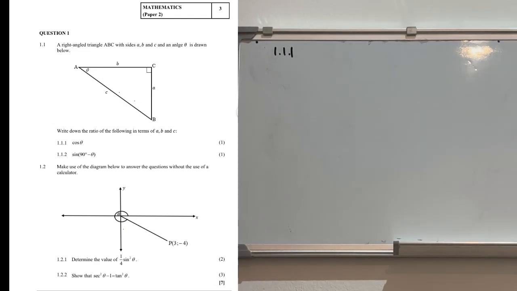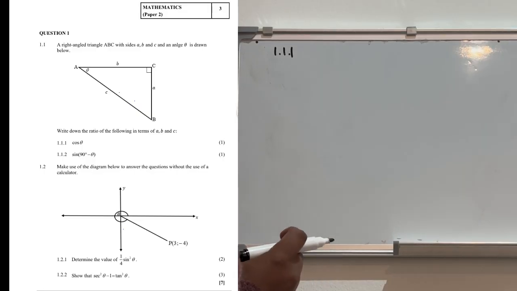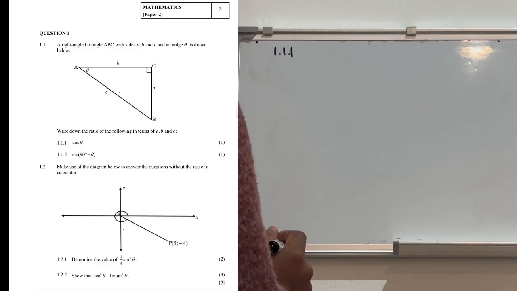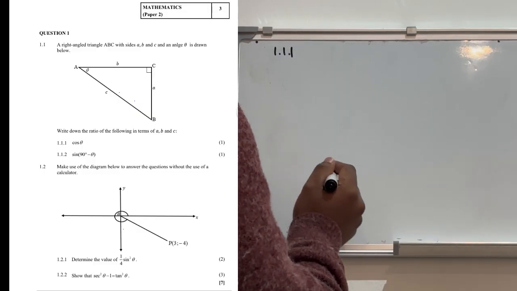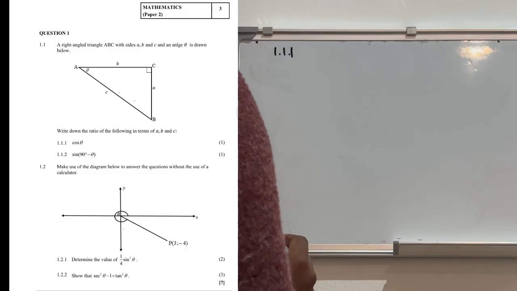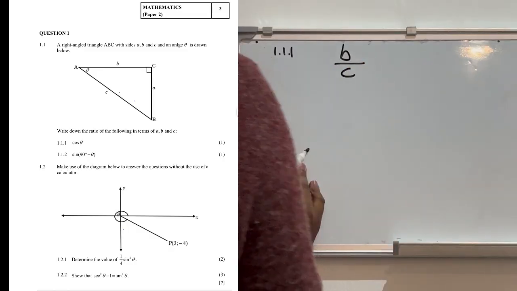So the first question, let's say, write this in terms of A, B, and C. When they say write in terms of A, B, and C, your answer needs to consist of A and B and C. So the first one they say is cos theta. So what is cos theta? Cos theta is adjacent over hypotenuse. So that will just be B over C.